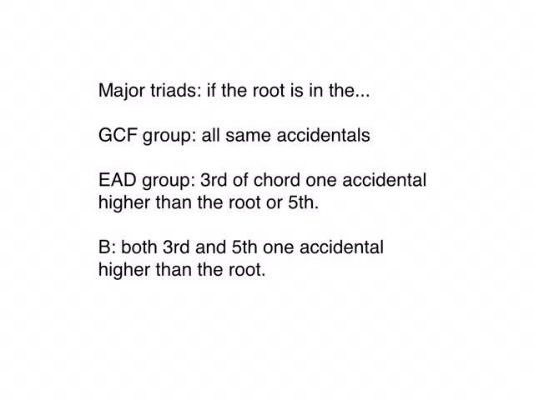For major triads, if the root is in the GCF group, they all have the same accidentals. In the EAD group, the third of the chord is one accidental higher than the root or the fifth. And in the B group, both the third and the fifth are one accidental higher than the root. Let me show you what I mean.